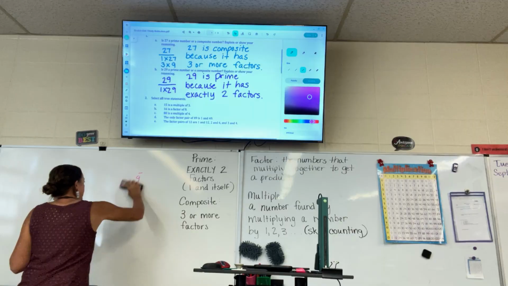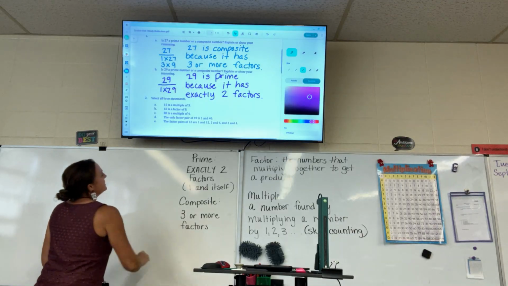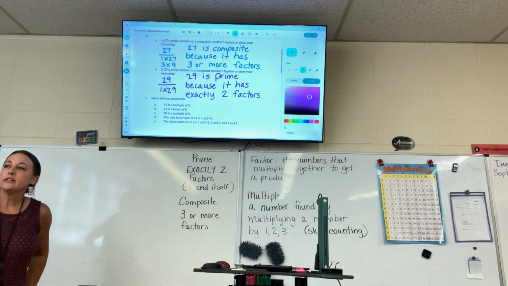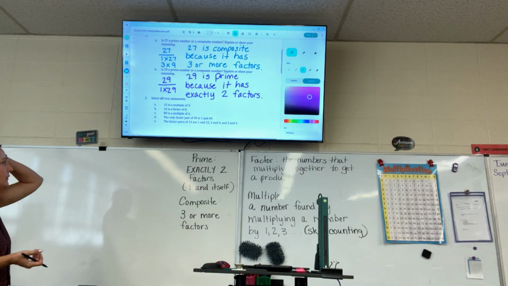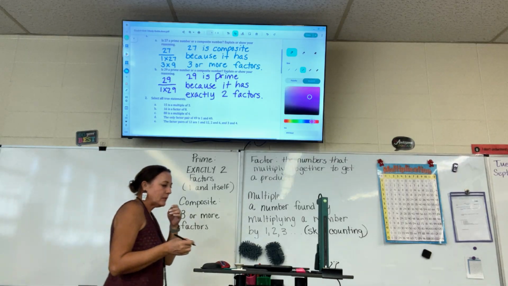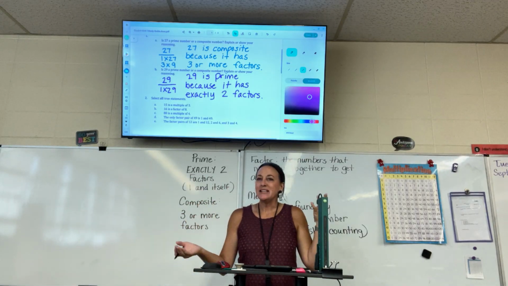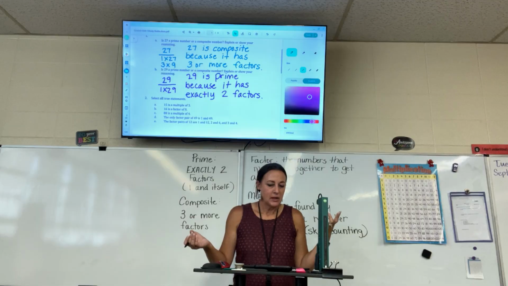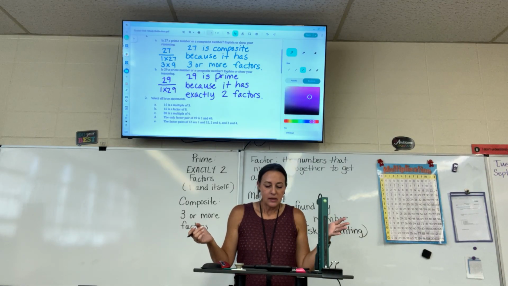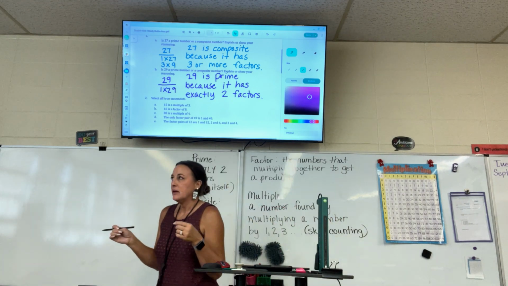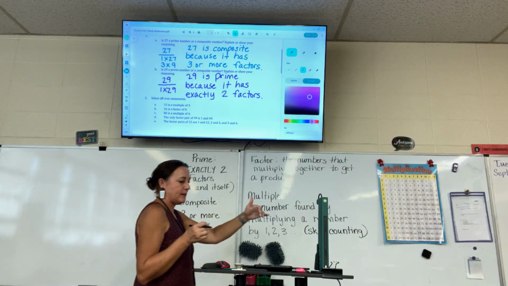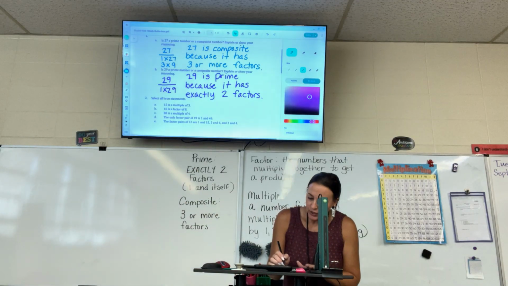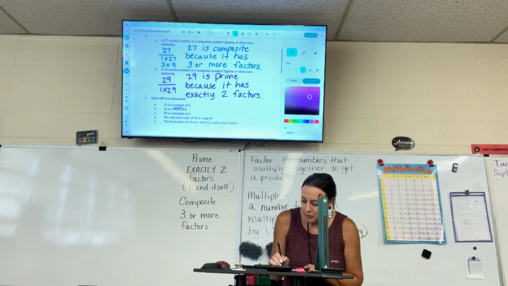On the next one, it says select all the true statements. So that means just circle them if they're true. These are easy to get mixed up on because... it says 15 is a multiple of 3. So I would like for you to underline the words multiple of 3.